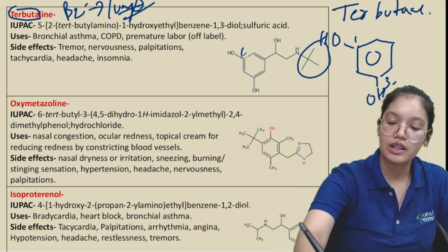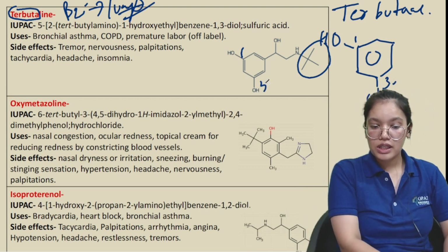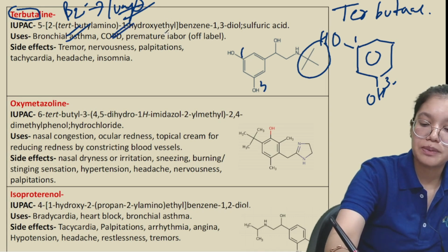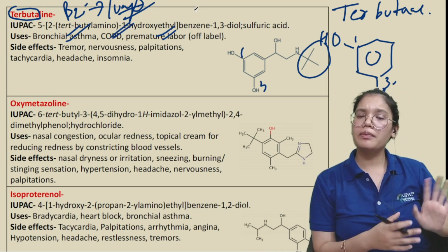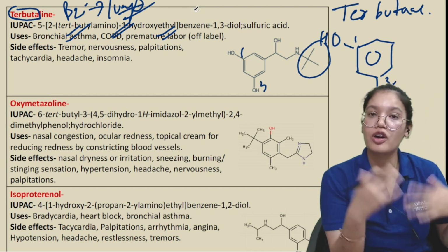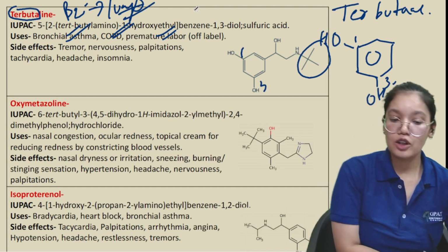So here we have a resorcinol ring in this. Okay, so this is terbutaline. Uses: bronchial asthma, COPD, premature labor. Premature labor is an off-label use. Okay, so basically for the lungs it is used, that is, bronchial asthma and COPD.